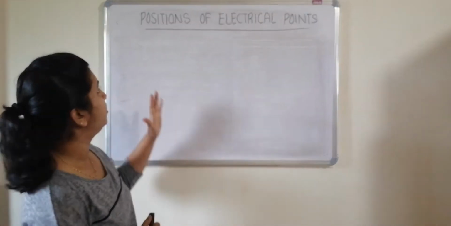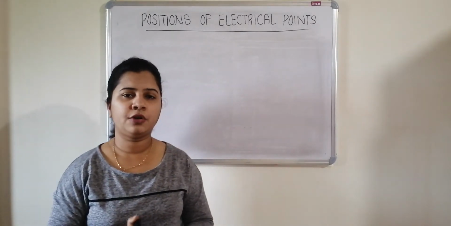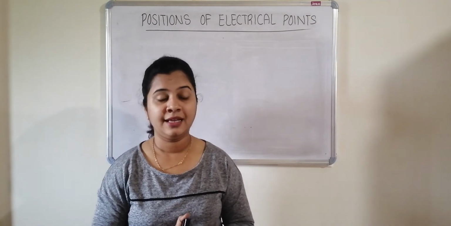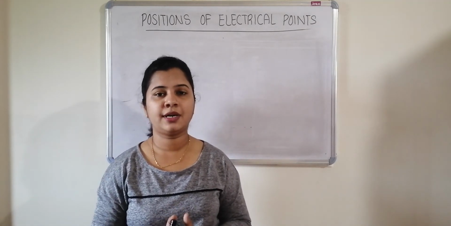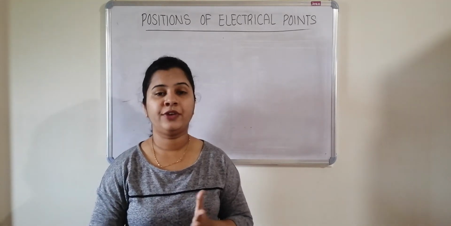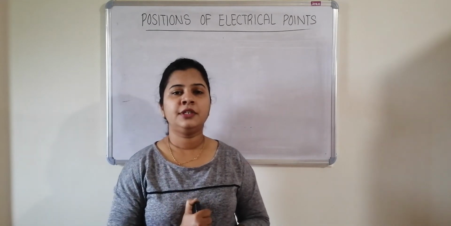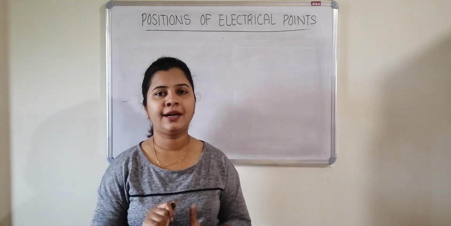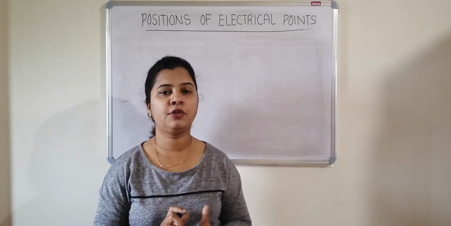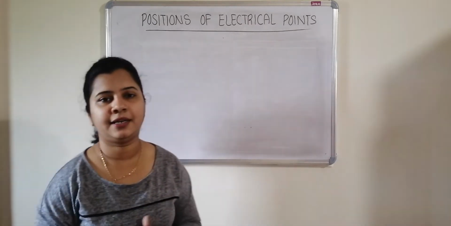Today's topic is position of electrical points. Now at your construction site or even at your house, you must have seen there are various electrical points provided. And these different types of points are provided at different heights. Now these points could be light point or fan point, then switchboard point, then DB point. It is very important to know at what height these points are provided because there is a standard height recommended for these points. In today's tutorial we are going to discuss these heights.